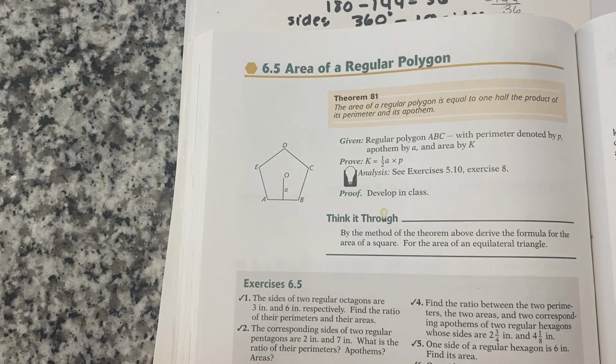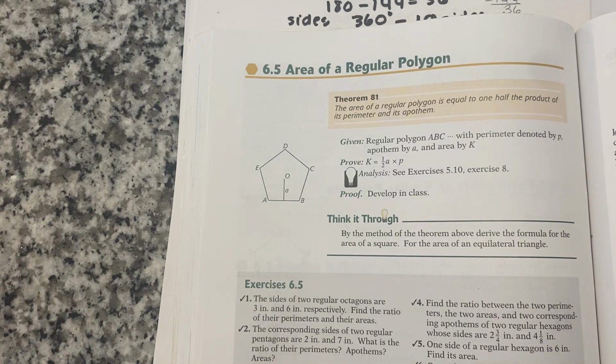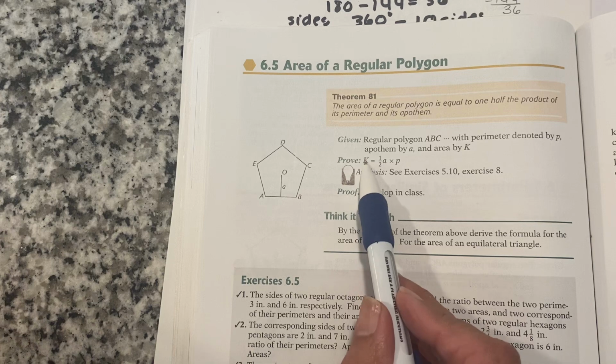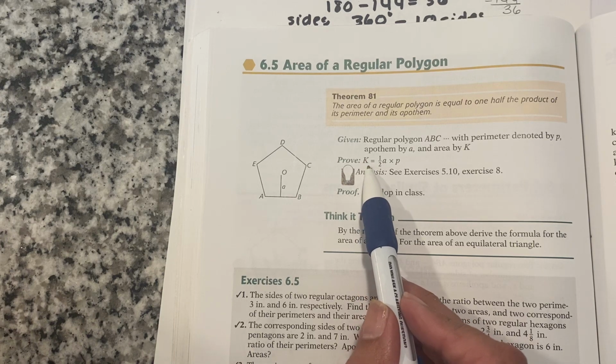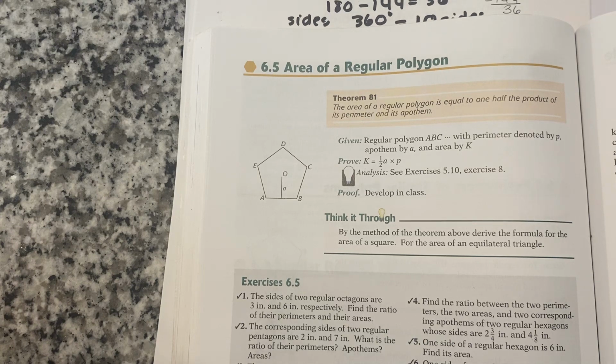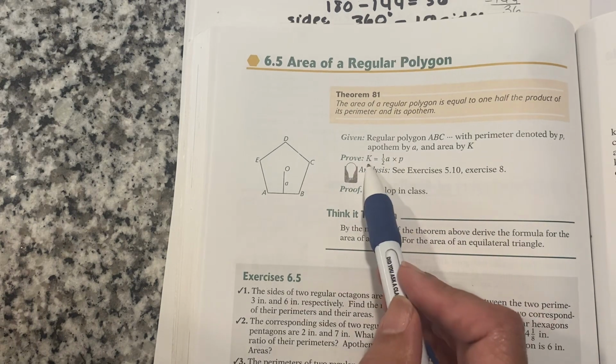So this is section 6.5. We have another theorem coming. The area of a regular polygon is equal to 1/2 the product of its perimeter and its apothem. Okay, now we have another formula. Whenever you see the letter K like this, that's going to mean area. Instead of putting A, because we'd get mixed up with A and apothem, they put K as the area.